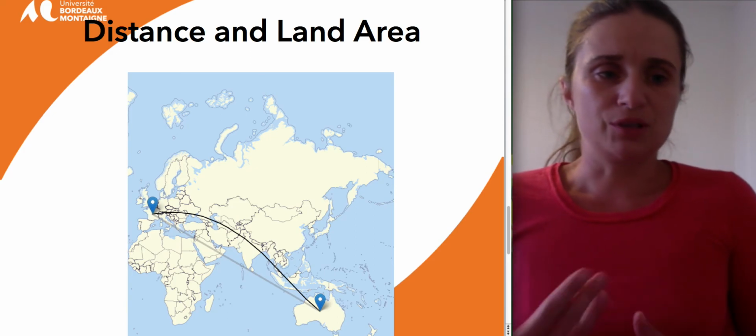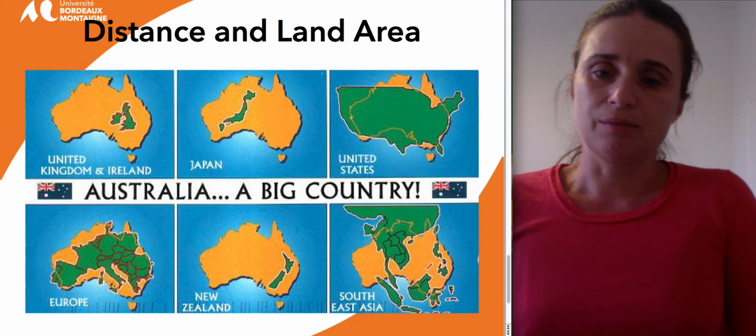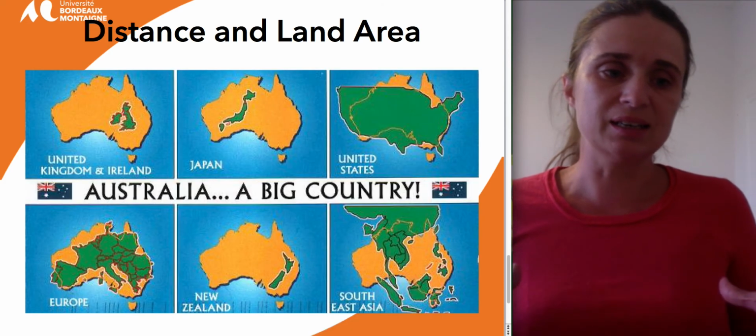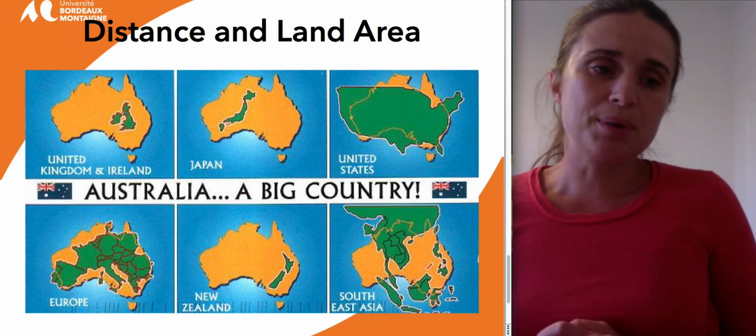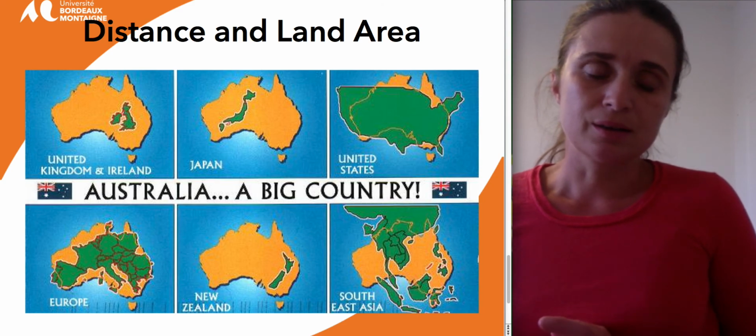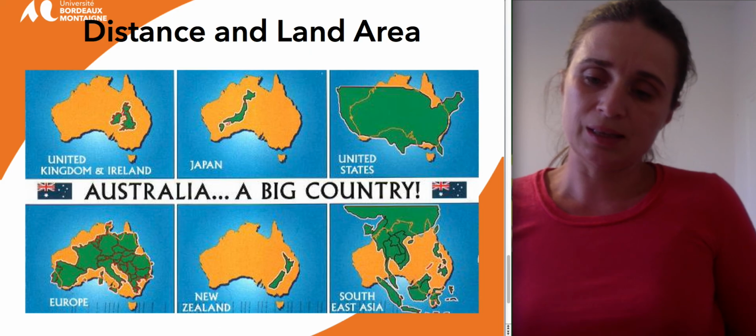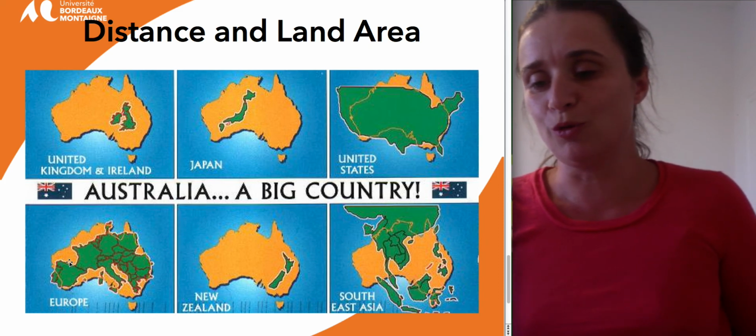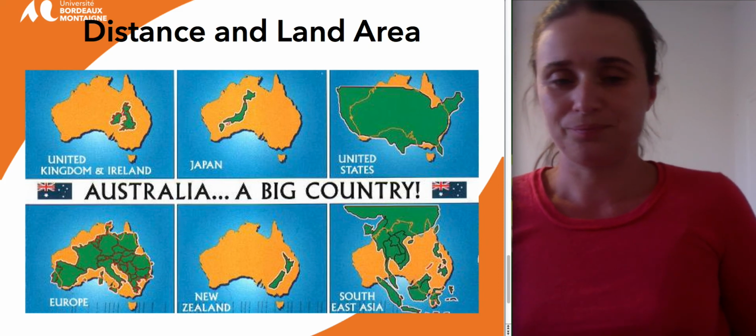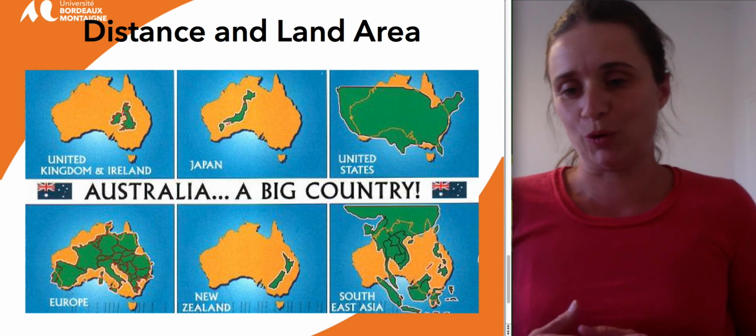Another of the geographic specificities of the country is its sheer size. So it's the biggest island continent in the world, and you can see there that a good part of Europe fits in Australia, and there's still some room left. So this is a postcard to show how big Australia is.